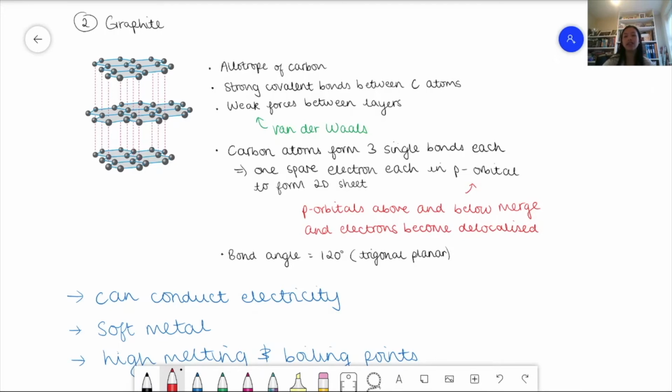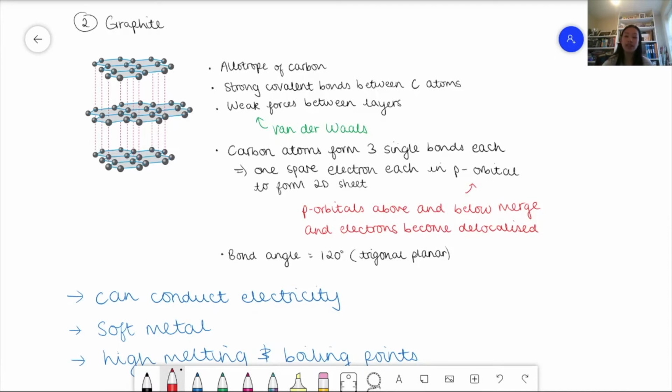So graphite is found in pencils. So when you write on a piece of paper, it writes really well, and that's because the layers of the 2D graphite sheets can slide over each other really well, because there's only weak forces between the layers, and so it's not hard to overcome them. So that's why it's a soft metal.